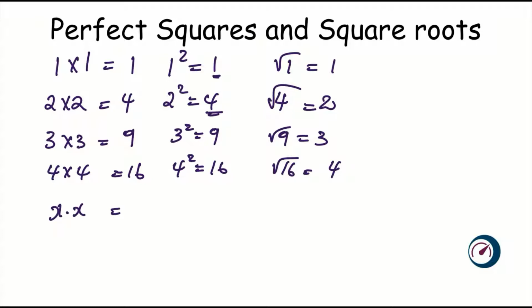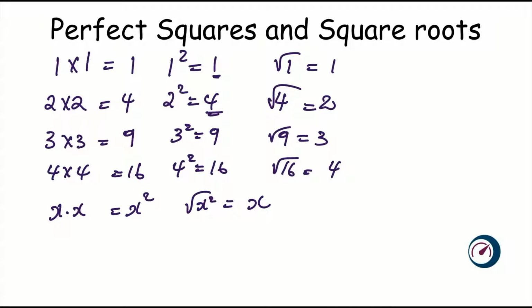Now suppose I have x times x. Now x times x is going to give me x square. And I can tell that the square root of x square is going to give me x. So I can write x square as a perfect square.